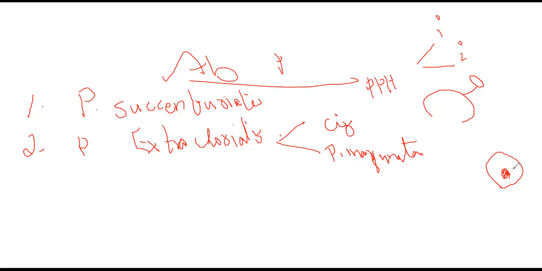Second is placenta marginata. A thin fibrous ring is present at the margin. That is known as placenta marginata.